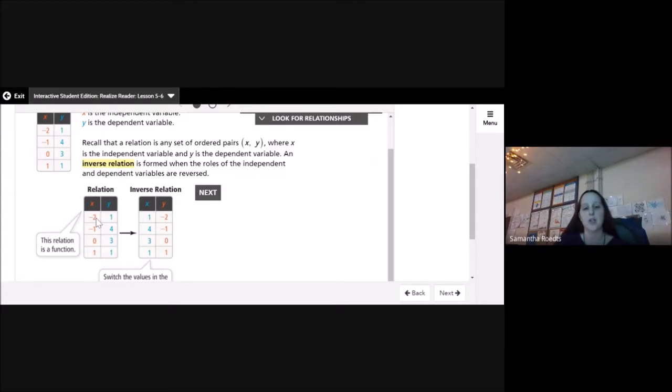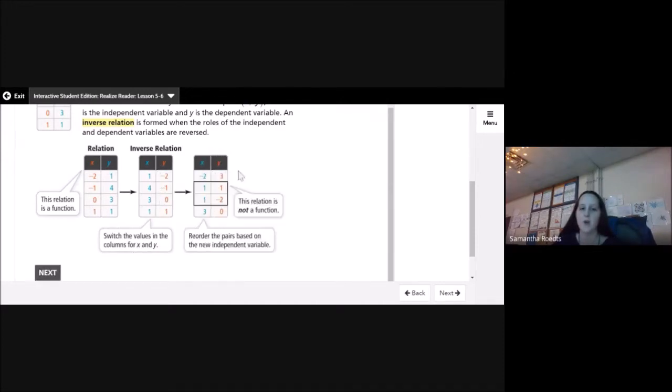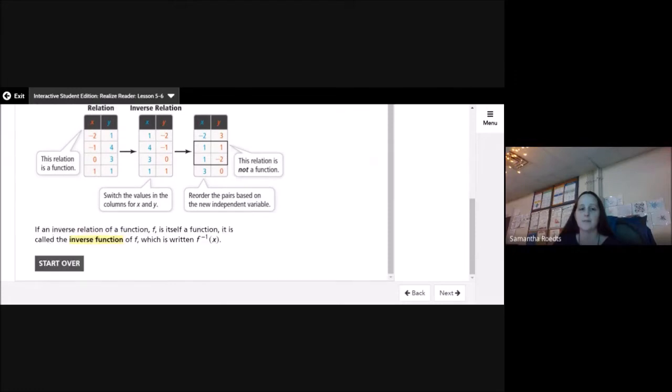So all I do is I switch the x and y's. Okay. So this relation is a function. Here's my inverse. I switch the values in the columns for x and y. The relation is not a function. We order the pairs based on the new independent variable. So you can see that I have two values for 1, and they go to different places. So it's not a function.